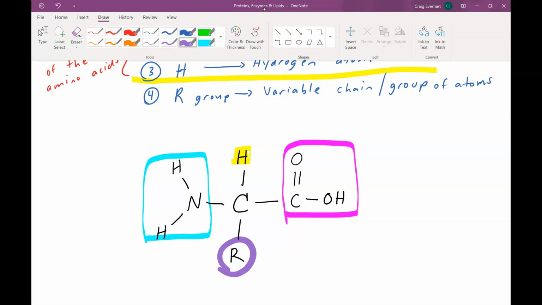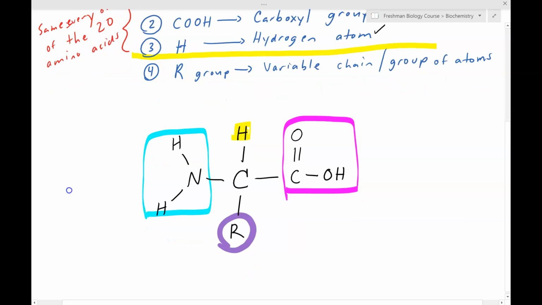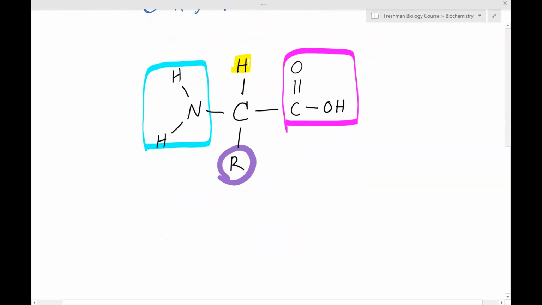All right. For freshman biology, we just need to know this structure, need to be able to recreate this structure, and need to make sure that we understand overall the names of each one of these parts of this amino acid group.